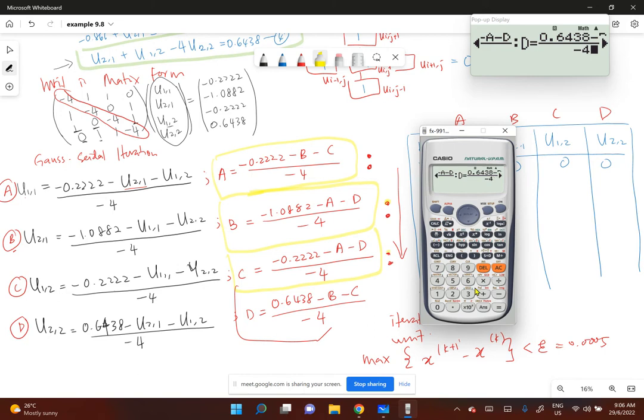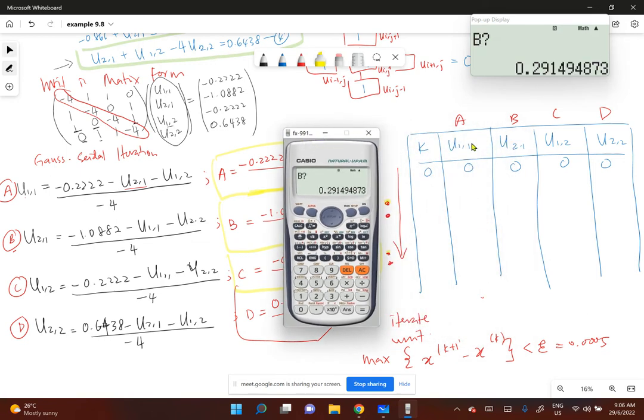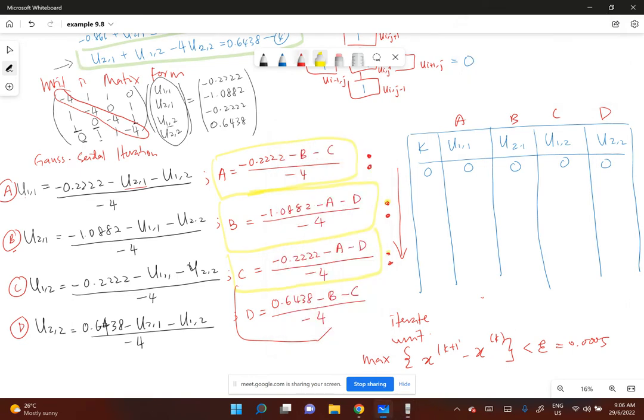Okay, done all. So you press calculate. Press calculate here. We start with B. B is 0, C also 0, D also 0. So this is the value of A. Continue this one. This is D. This is A.